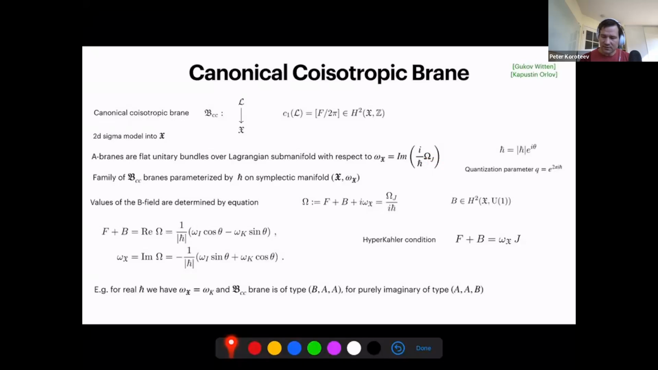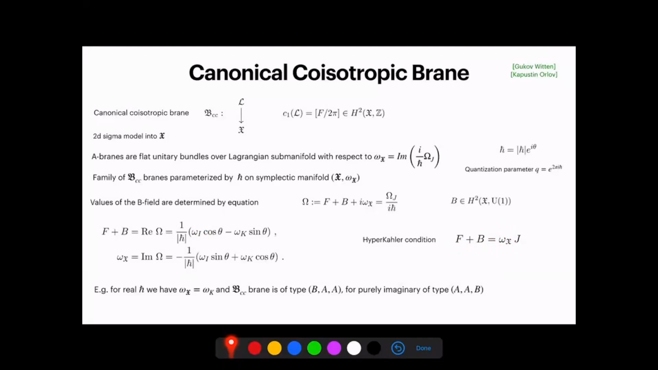So to make a long story short, we impose a condition on this omega_X. Omega_X is the imaginary part here, and then we say that the curvature of this bundle is... So this is called a brane. It's a certain flat unitary bundle over the Lagrangian manifold with respect to omega_X, and the BCC brane is a line bundle over the whole X, over the whole space. And then there's the additional B-field source, which we turn on, an additional ingredient. The curvature is not equal to 0, so it's not flat, but rather it's equal to this new symplectic form times the complex structure J.